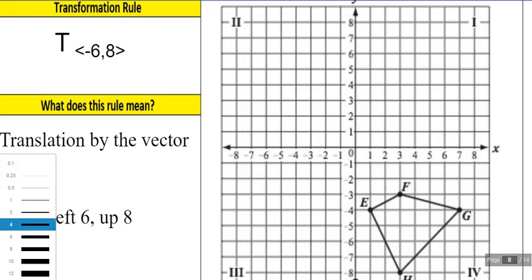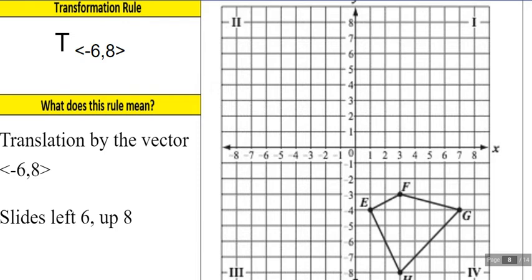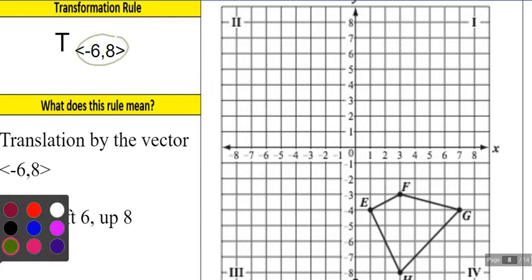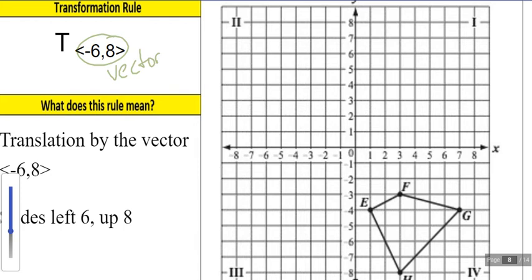Here we see that we have a vector, and that means we're going to have the side translation. In this case, -6 moves it left 6, and then +8 moves it up 8, because remember, this is the XY change. And so we're going to have these vectors.